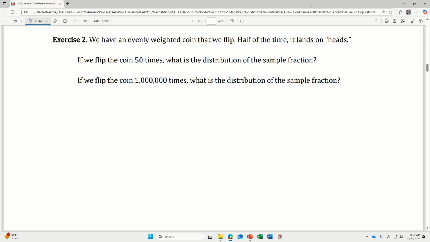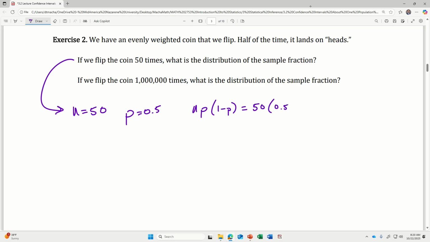Do this one really quickly because it's just like the last one. But it says, we have an evenly weighted coin that we flip. Half the time it lands on heads. If we flip the coin 50 times, we have a sample size of 50. What's the distribution of the sample fraction? So p is 0.5 because this is a coin that we're flipping. We need to test n times p times 1 minus p to see if this is normally distributed. And that would be 50 times a half times another half, which is 12 and a half. That's greater than 10, so yes.